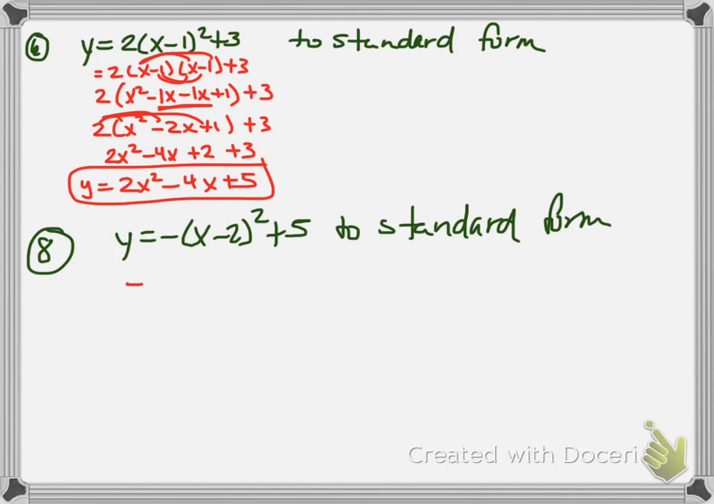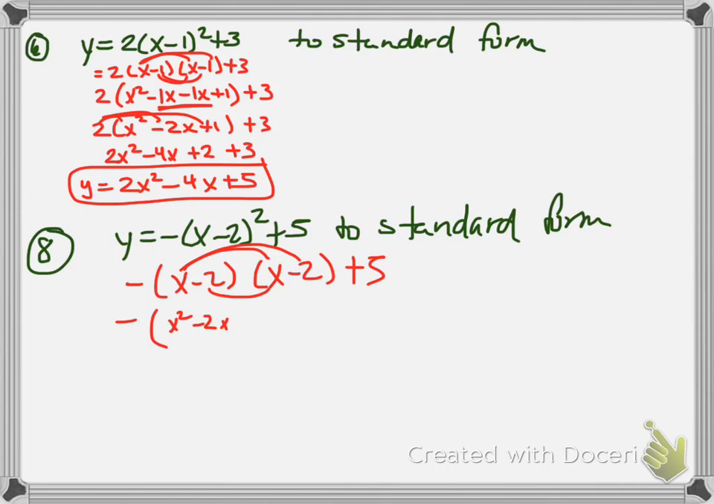Next one, same thing, negative x minus 2 squared plus 5. So we need to take the FOIL, distribute the middle two terms: x times x, x squared; x times negative 2, negative 2x; negative 2 times x, negative 2x; and negative 2 times a negative 2, positive 4. Don't forget to put that negative and that plus 5 at the end. Now, who can I combine? Negative 2x and negative 2x, which gives me negative 4x.